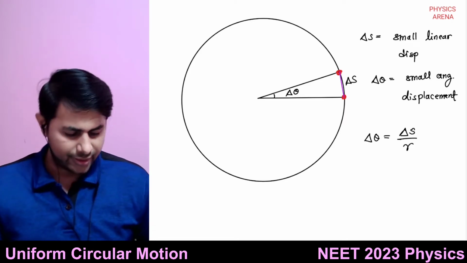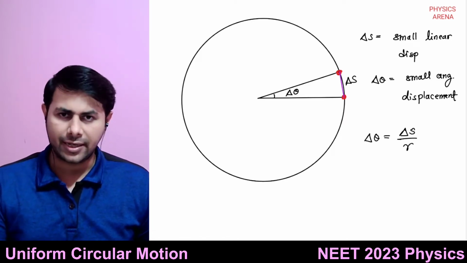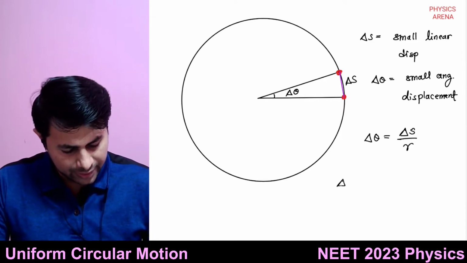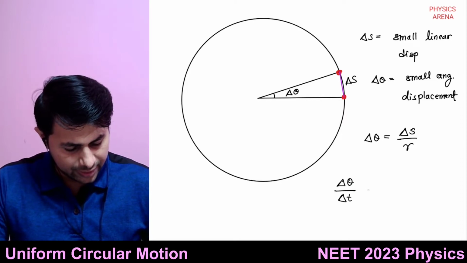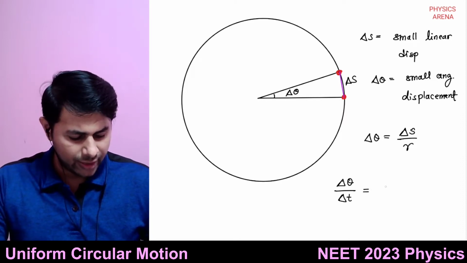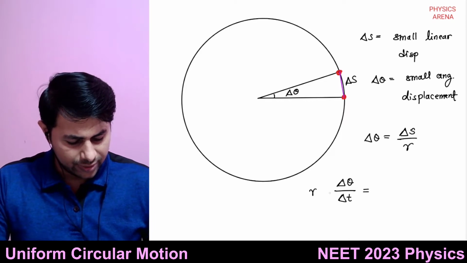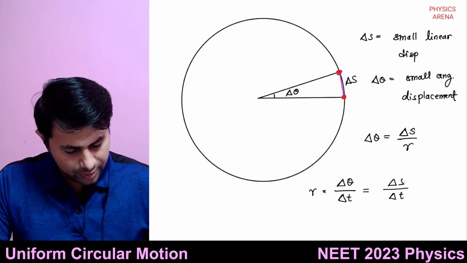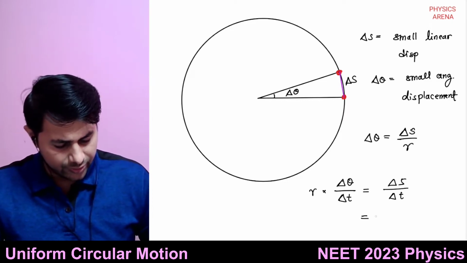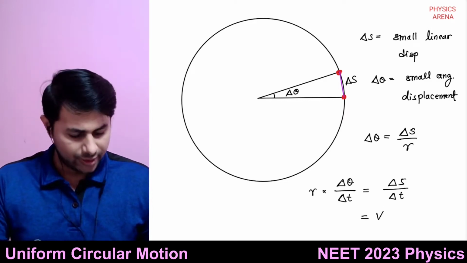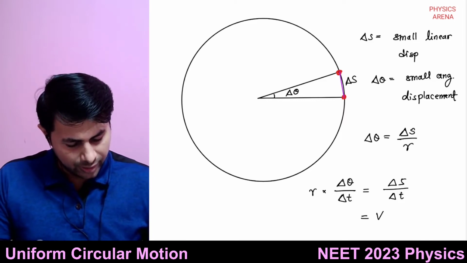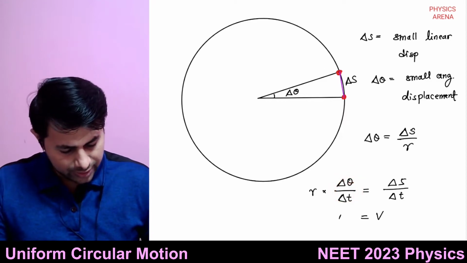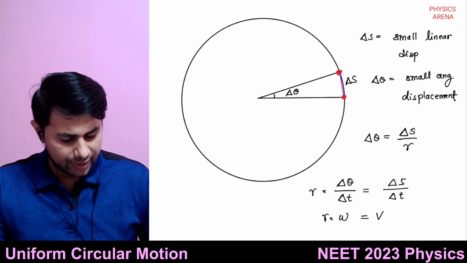Then you can divide the left hand side and right hand side of this equation by delta t. So you get delta theta divided by delta t is equal to 1 upon r times delta s upon delta t, or you can take r on the left hand side. Delta s upon delta t will give you the magnitude of velocity. We're just talking about the magnitude. And on the left hand side, this is angular velocity multiplied by r.